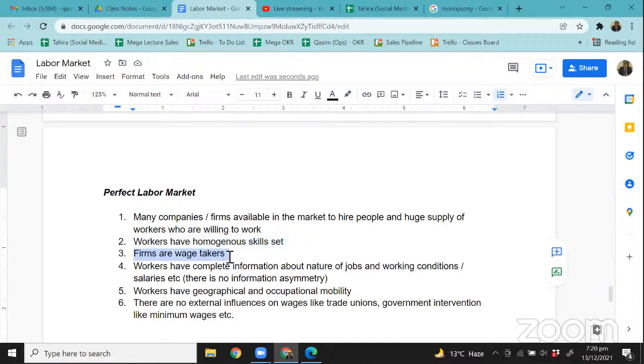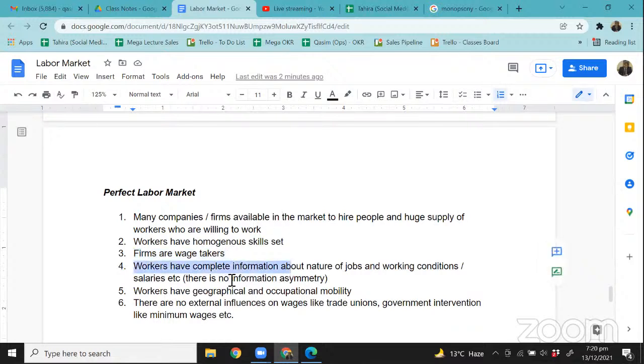Now, what that means, you'll see in a bit. After this, we'll look at the graph, and that is where you'll get this point cleared more. Firms are wage takers. Whatever wage is prevailing in the market based on market forces of demand and supply, any individual firm will hire its workers at that wage rate. Got it? Okay.